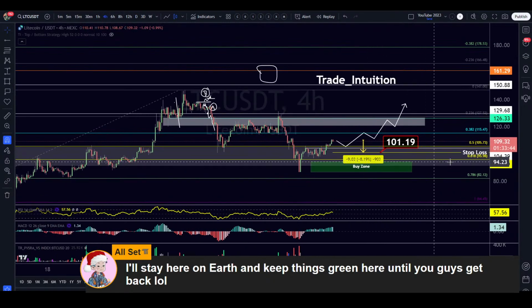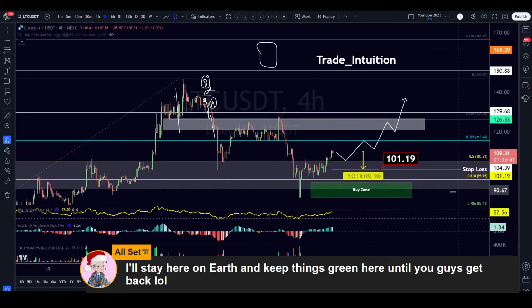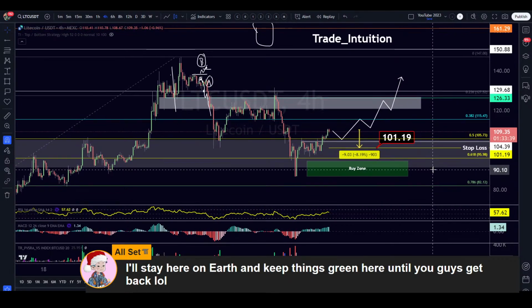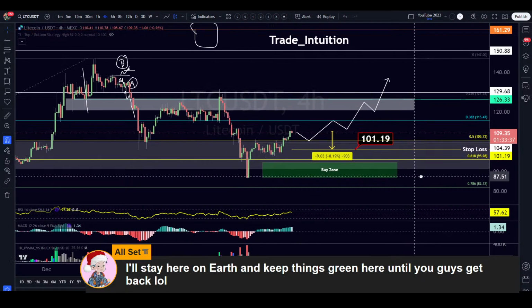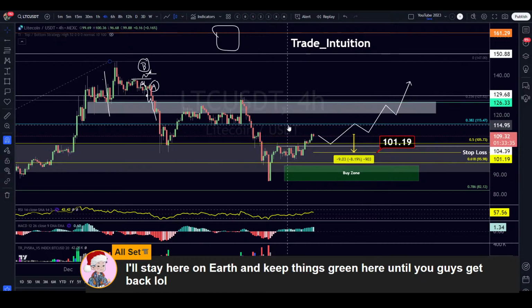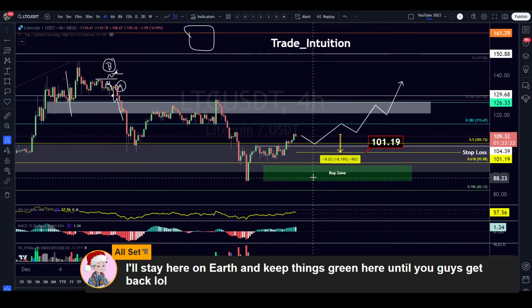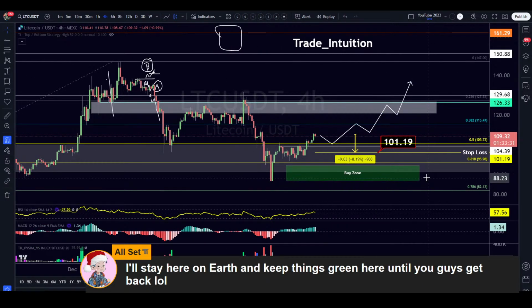Do I think we're going to come down here to the buy zone? Looking at that larger picture, not really. Now, if we have a sell-off, then yeah, buy zone, definitely. But I do like it. Let's see here. Oh, forgot to take that off.